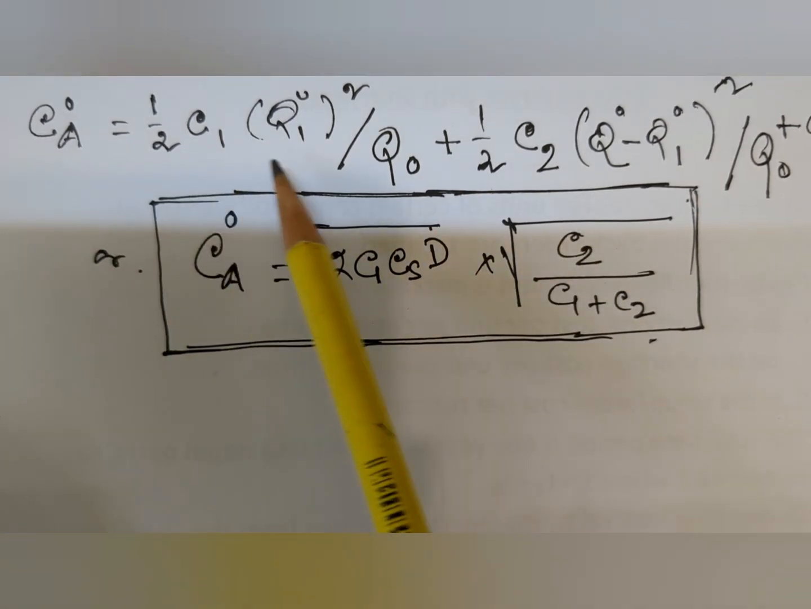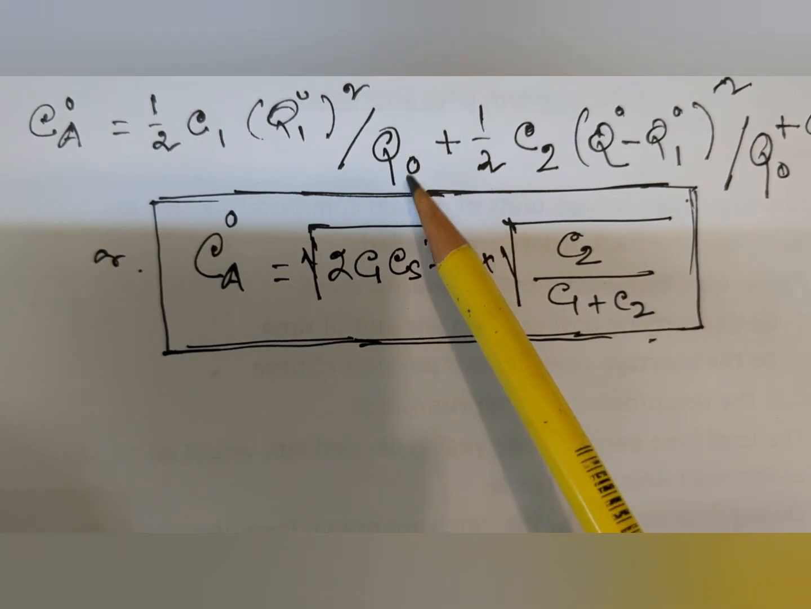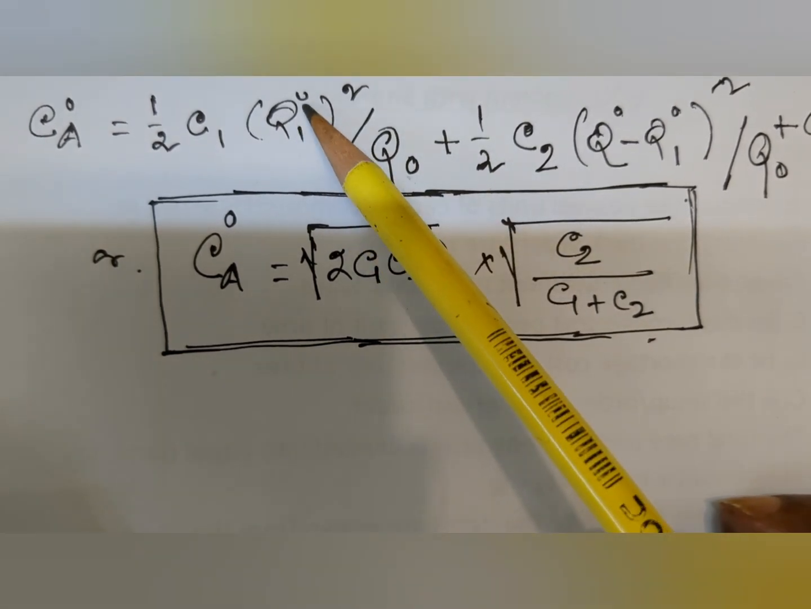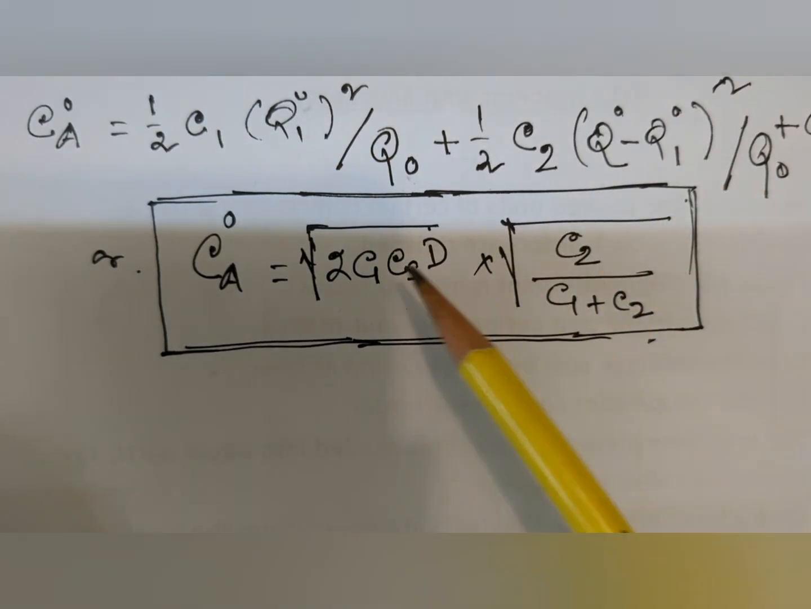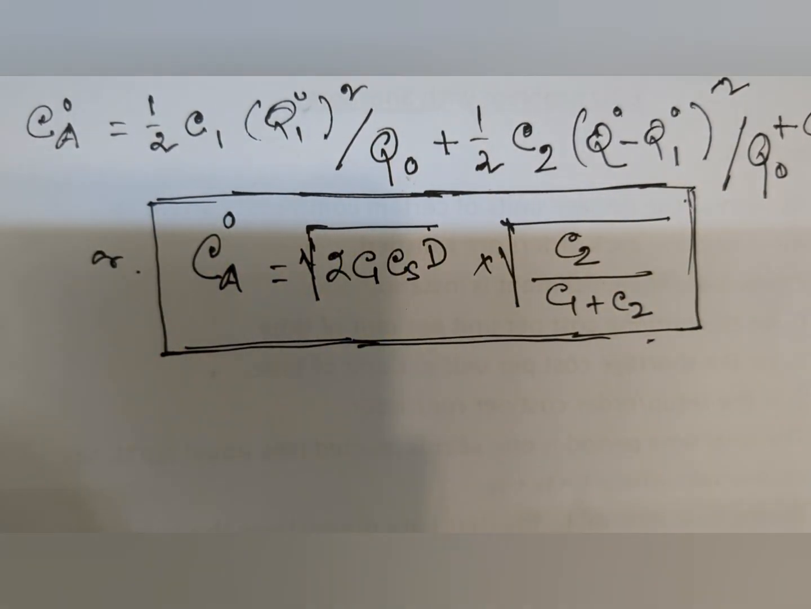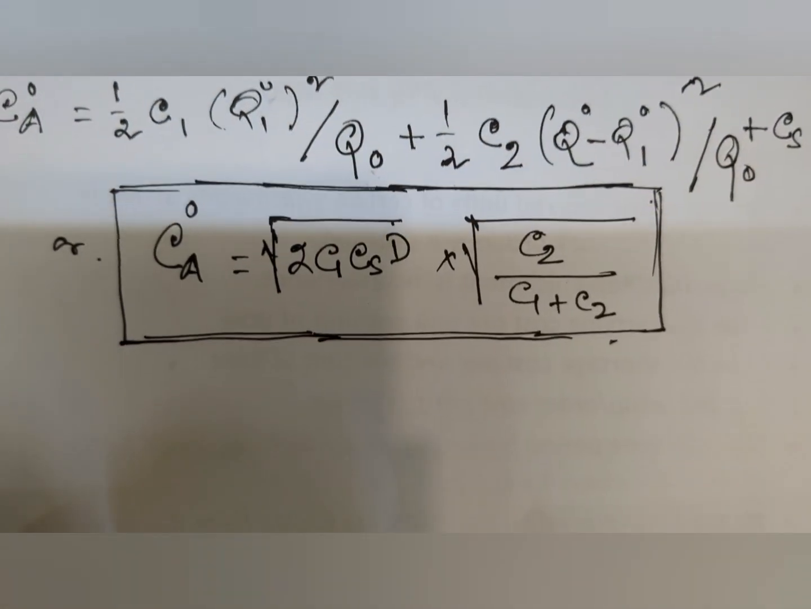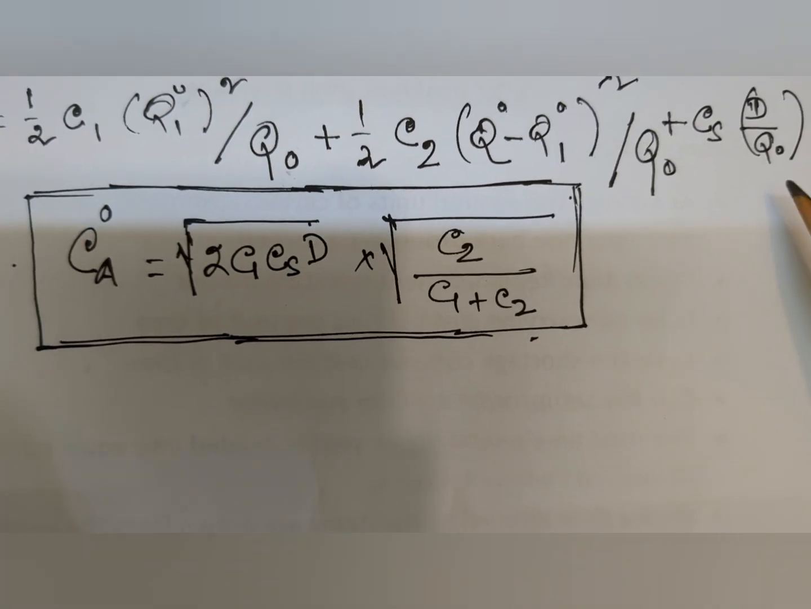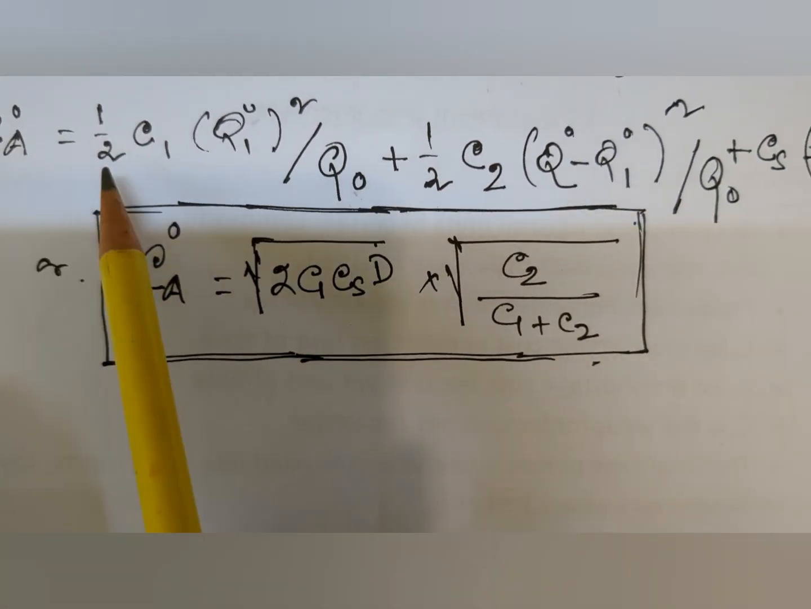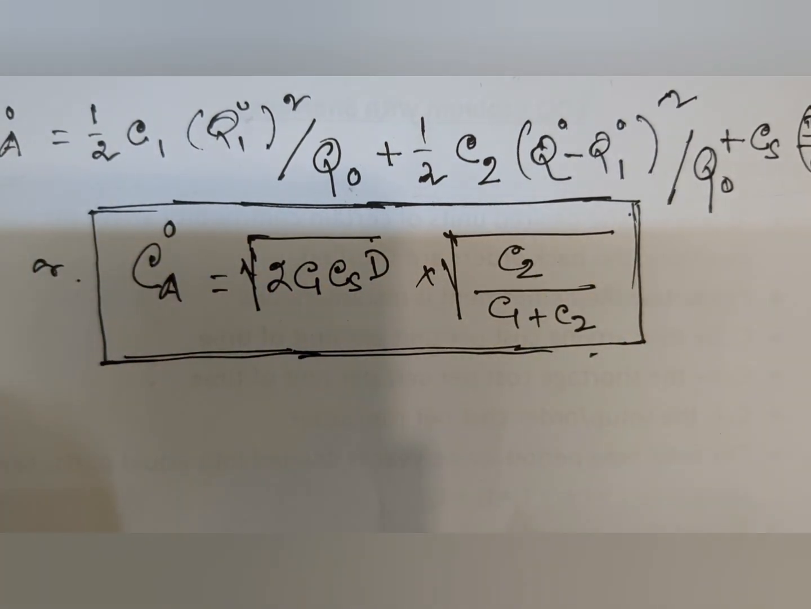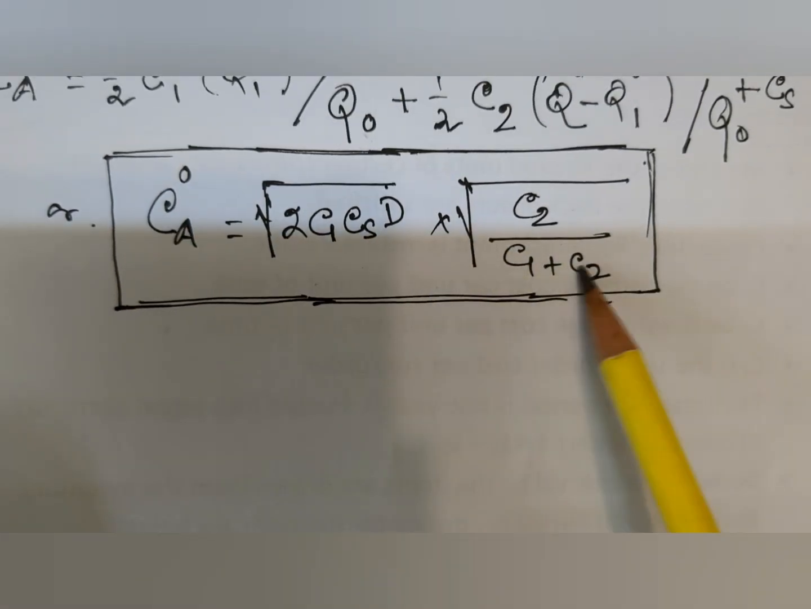Total cost is half C1 Q1 square and so on. Only in the place of Q you will put Q0 optimum, which I have already calculated. For Q1 you will put Q1 optimum, that is the optimum quantity. Then you will get the minimum cost, and this cost will be the minimum. And if you simplify this, you can also use this formula directly.